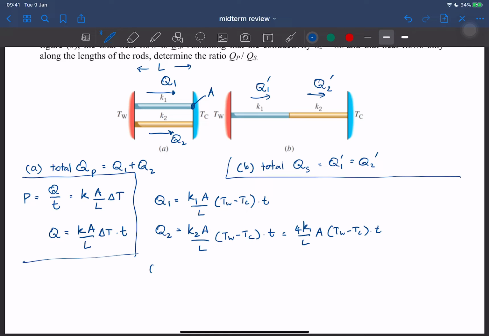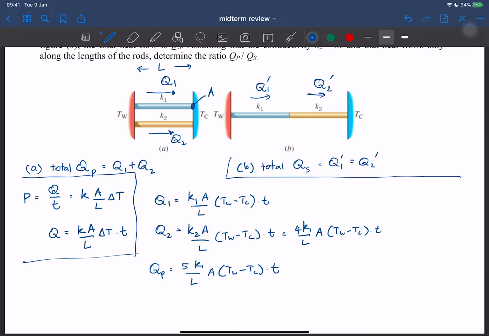So QP is Q1 plus Q2, right? So you see that all the factors are the same, so it's actually just 4 plus 1 here. So that's going to be 5 K1 A over L, TW minus TC, times T. That's the answer for A, right?